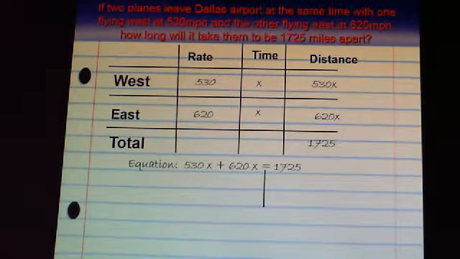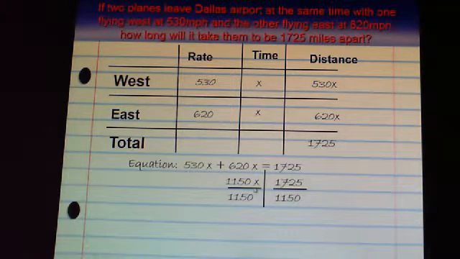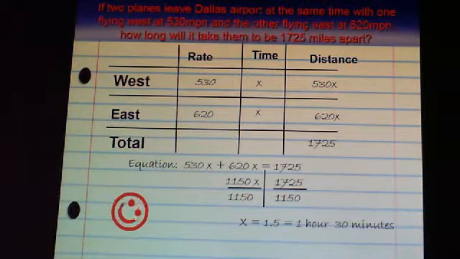So you draw the line. 530x plus 620x gives you 1150x. Divide both sides by 1150. And x is equal to 1.5 hours. Ta-da! Good job.